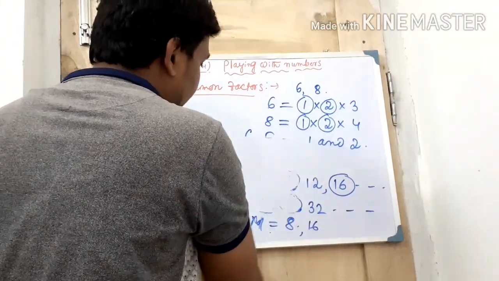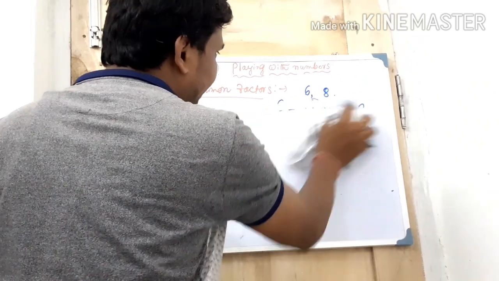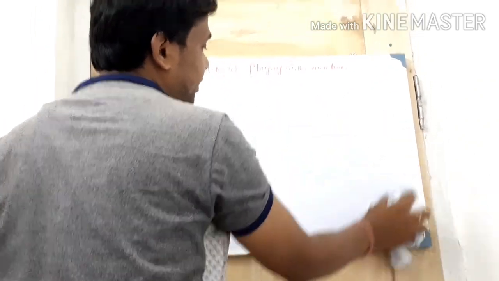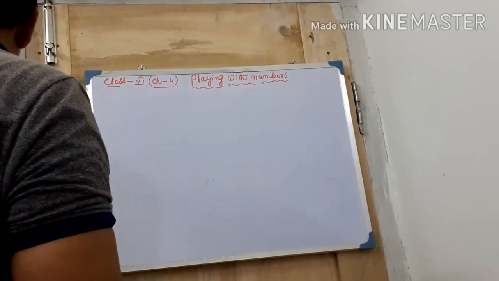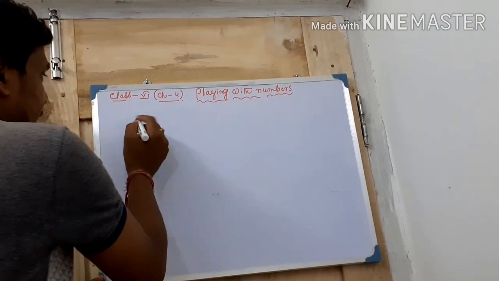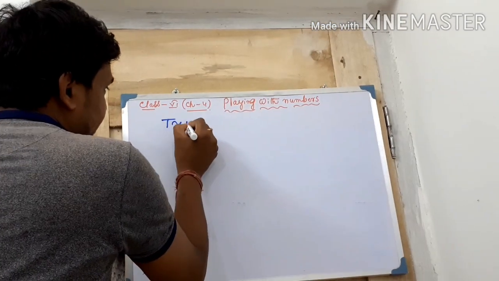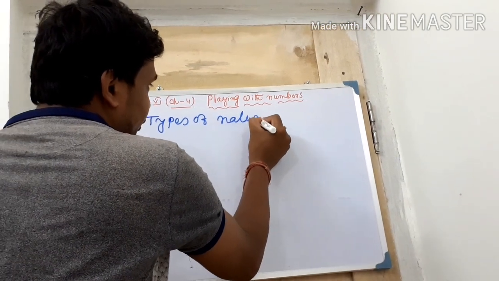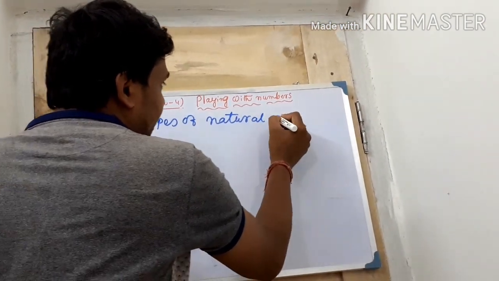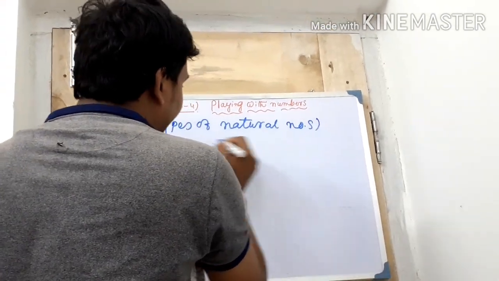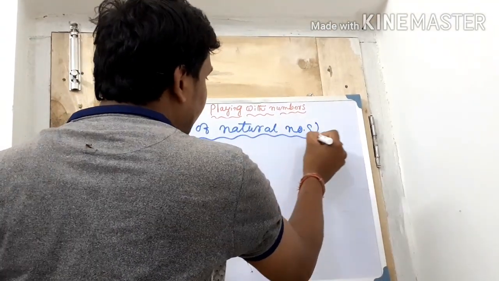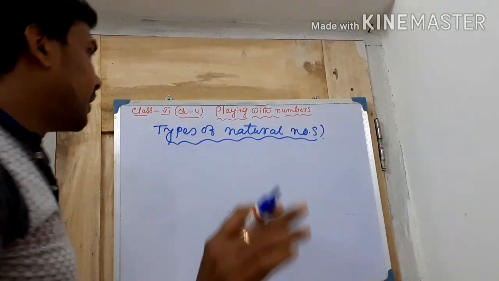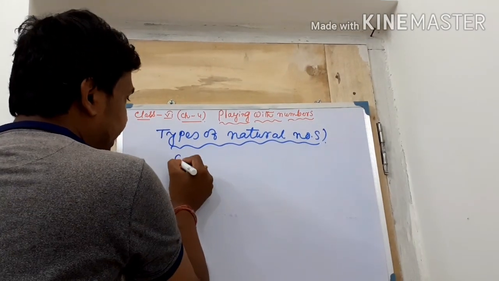Next one is the different types of natural numbers. Okay, that is very important and the question is repeatedly asked in the exam. So, types of natural numbers. Okay, different types of natural numbers. So a few natural numbers are given in your syllabus, so one by one I am telling that.